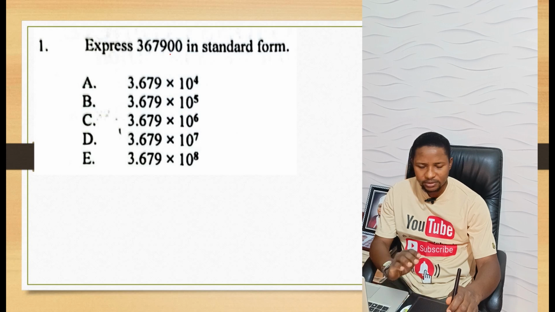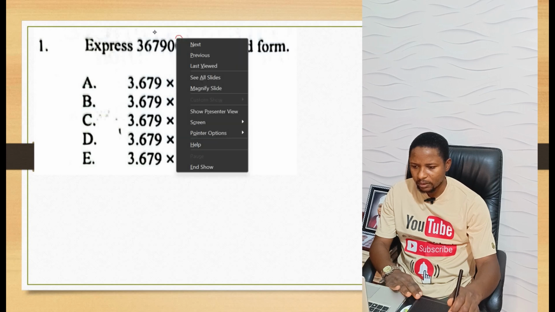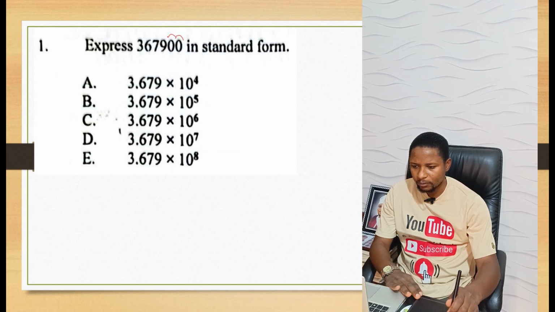Standard form comes with 1 digit followed by the decimal point and the rest. So to move the decimal point from here: 1, 2, 3, 4, and 5. So you move it 5 times. This is where the decimal point is. So you have 3.679 times 10 raised to 5. How many times did you move it?